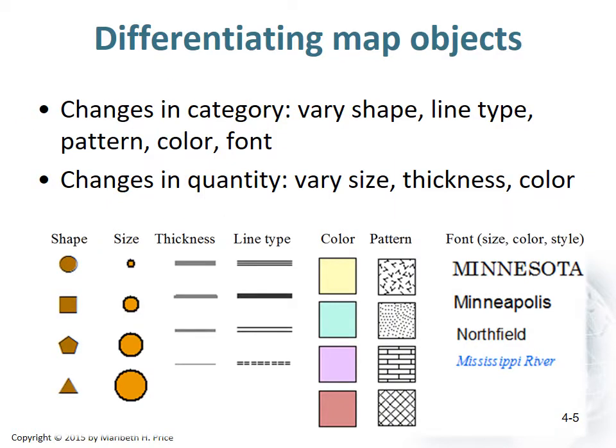And so, right into that, differentiating our map objects, and in particular we're looking at vector format data here, we can vary the shape, the type and size of the line, patterning, the texture, colors, or the font sizes, font styles, font shapes, all of that. We can change all of those things, and as you can see depicted visually below that: shape, size, thickness, line type, color, pattern, and the font, different examples of those. So hopefully this is something that you may think, well, that's obvious, but it's also very subtle.